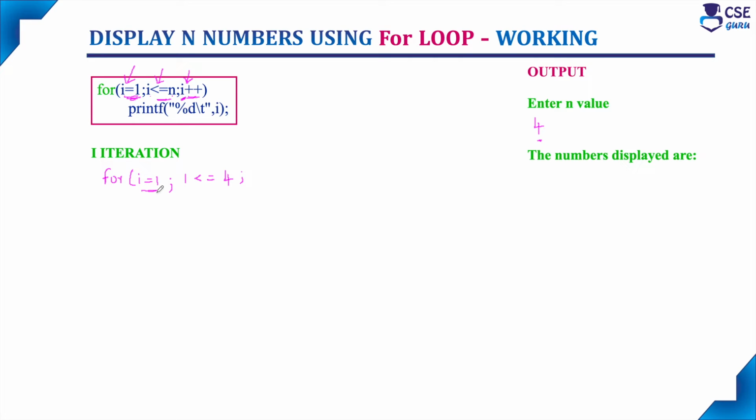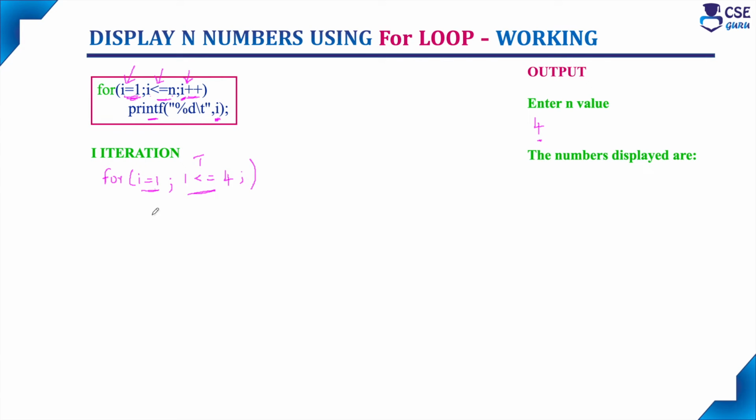So this initialization part is required only for the first iteration. And next, the condition it has to check: I value is nothing but 1, and 1 is less than or equal to n value, which is 4. Condition true. So when this condition is true, the for loop will allow the body of the loop to execute once. Using this printf statement, it will display the value of I.